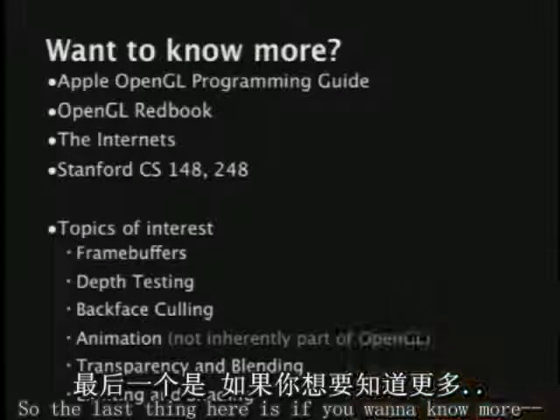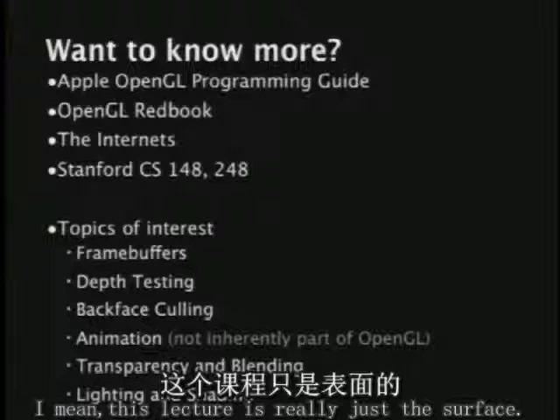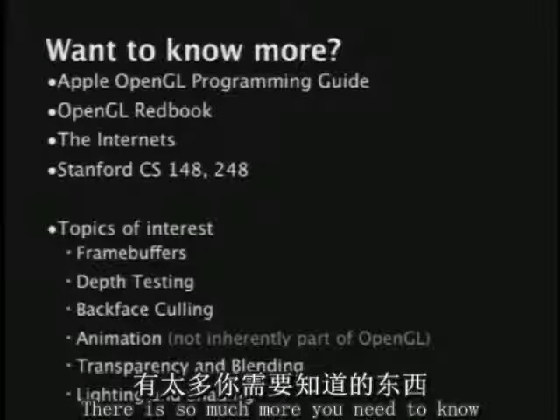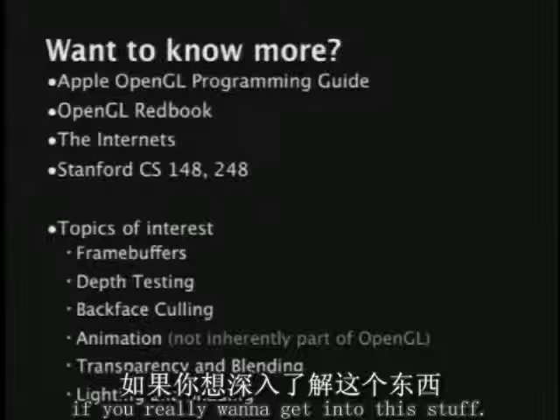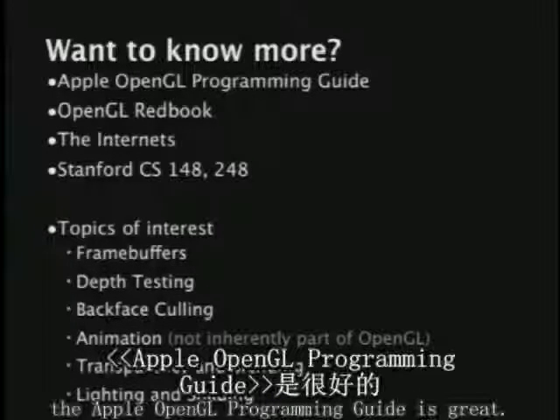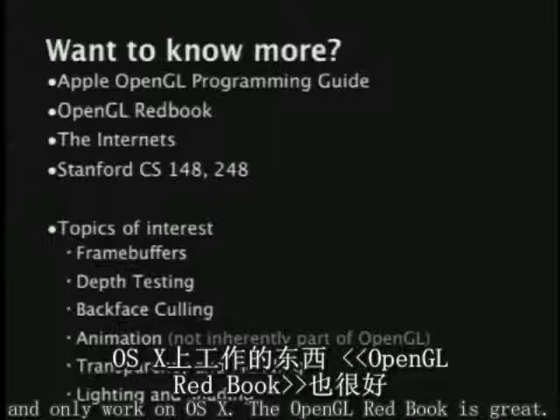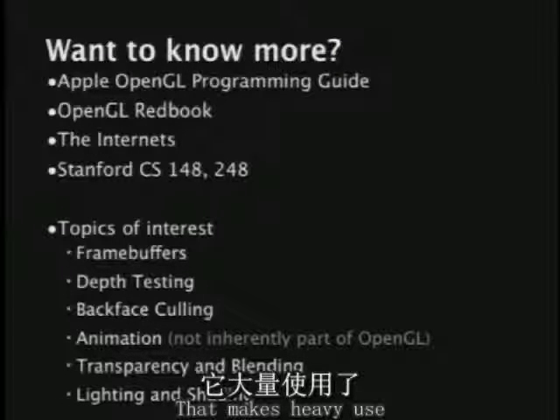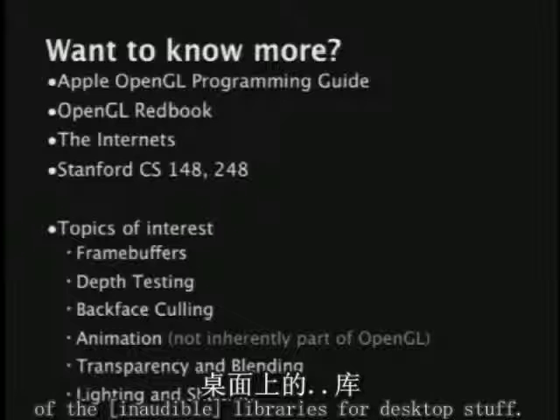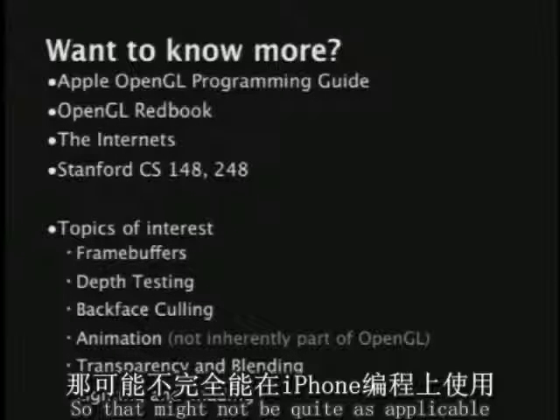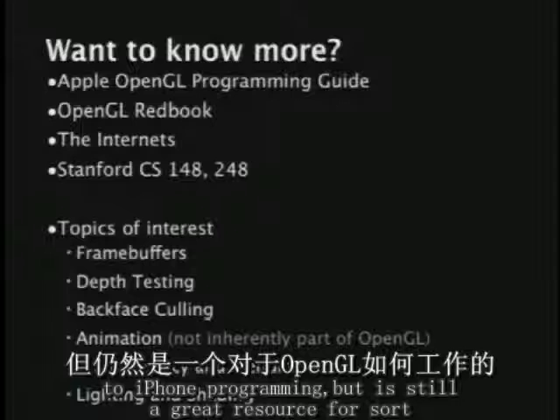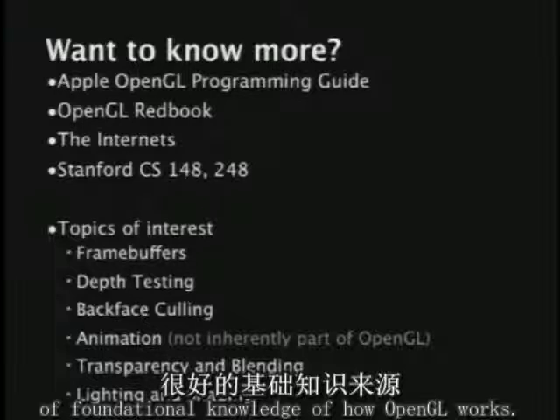OK. So the last thing here is, if you want to know more, this lecture is really just the surface. There's so much more you need to know if you really want to get into this stuff. Places I'd suggest looking: the Apple OpenGL programming guide is great. It has demarcations for things that only work on the iPhone and only work on OS X. The OpenGL Redbook is great. It makes heavy use of the glut and glu libraries for desktop stuff, so that might not be quite as applicable to iPhone programming, but is still a great resource for foundational knowledge of how OpenGL works.